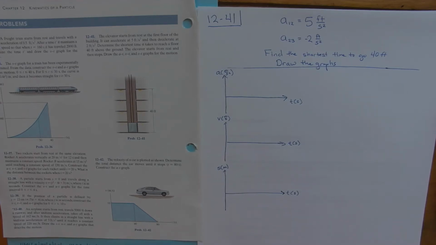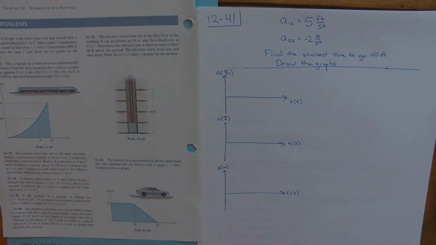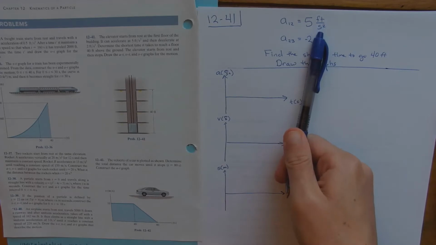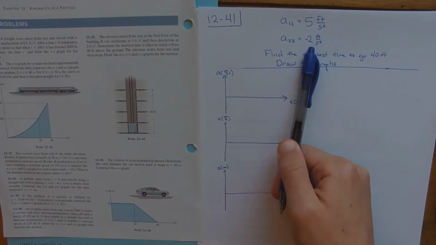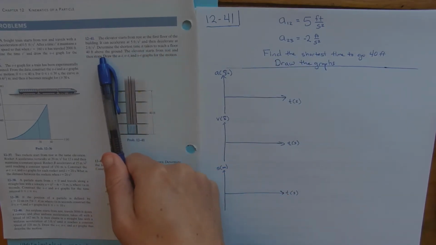This is problem 41 from chapter 12. In this problem, the elevator starts from rest at the first floor of the building. It can accelerate at 5 feet per second squared and then decelerate at 2 feet per second squared. So if speeding up is positive acceleration, slowing down is going to be negative acceleration. Determine the shortest time it takes to reach a floor 40 feet above the ground.